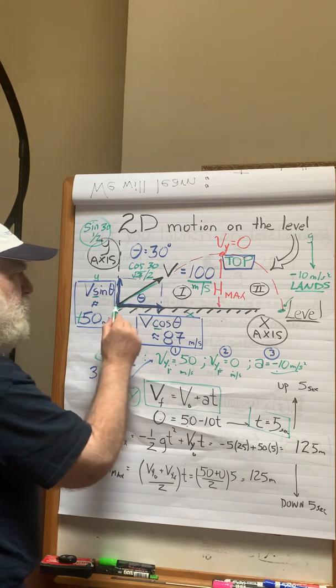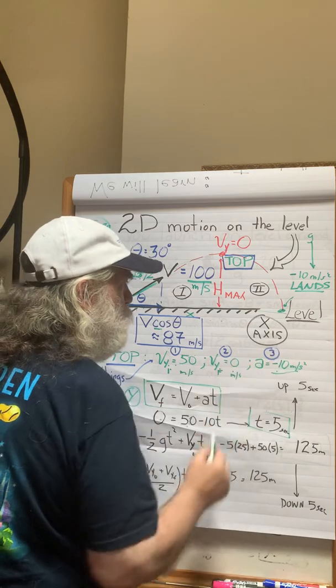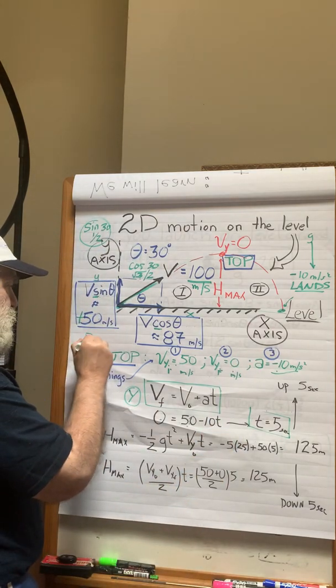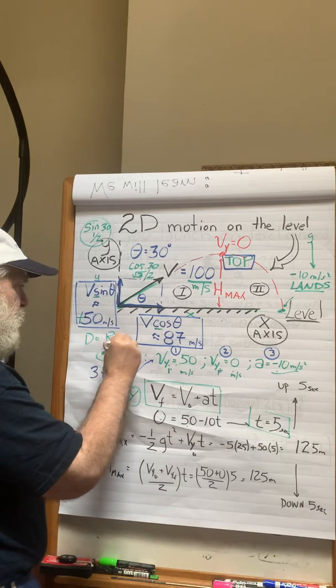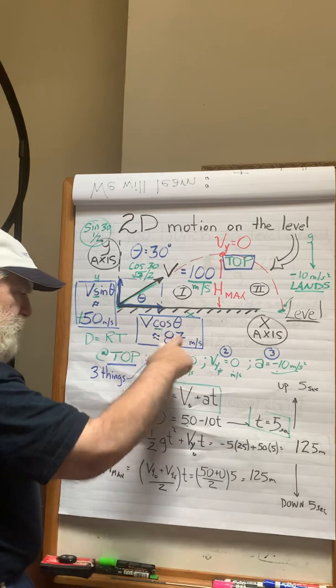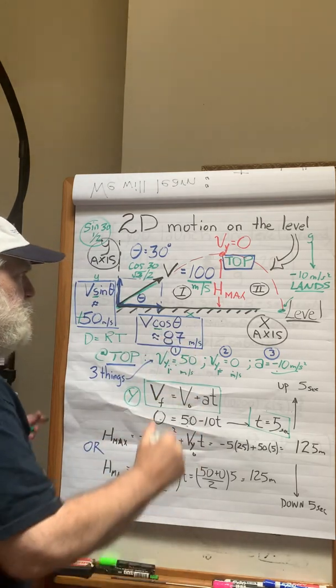To figure out what the range was, we multiply by the 10 seconds. We use distance equals rate times time. The rate is 87, the time is 10, 870 meters is the range.